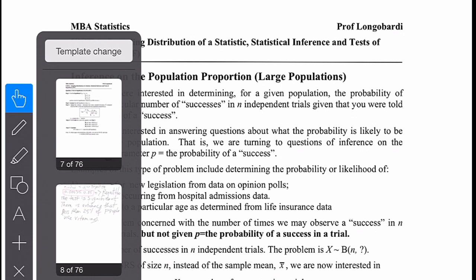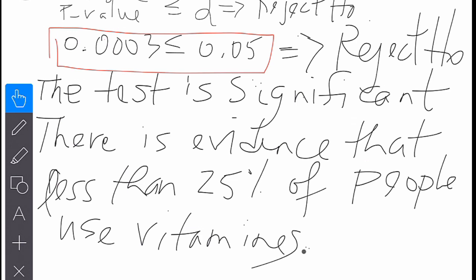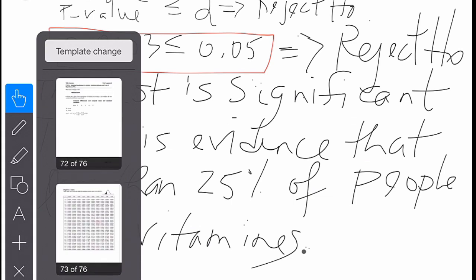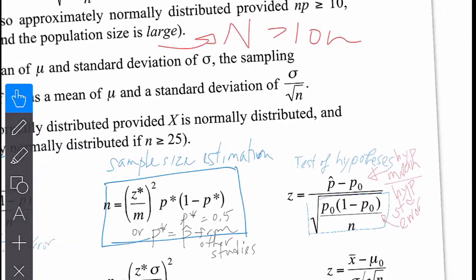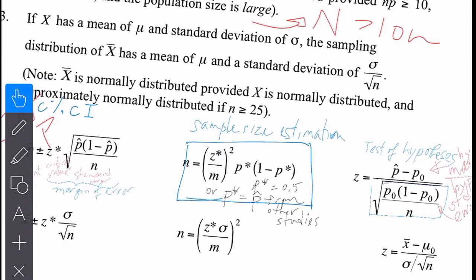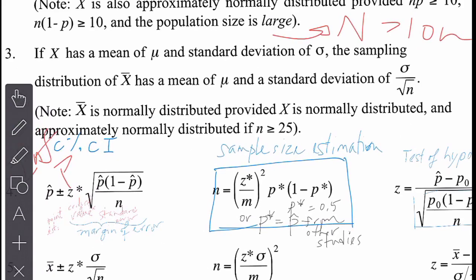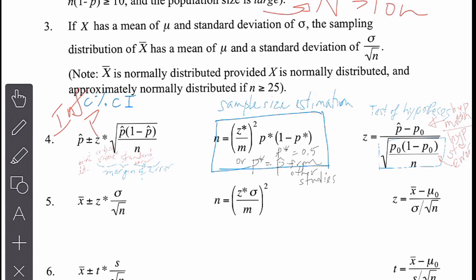What I'm going to do is pick up where I left off. We completed the introduction to the formulas, the formula for inference on a population proportion. Okay, so this is the formula sheet that I asked you to have close at hand. We talked about the confidence interval formula, the sample size estimation formula, and this is for tests of hypothesis.